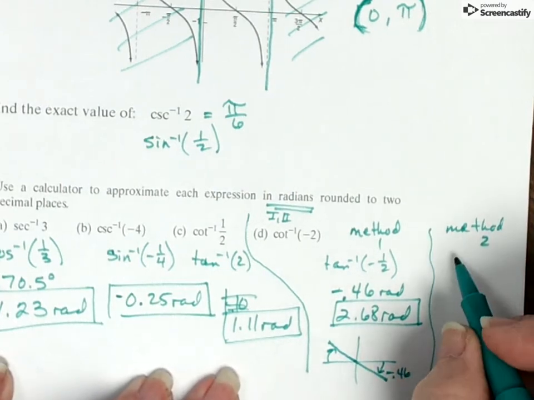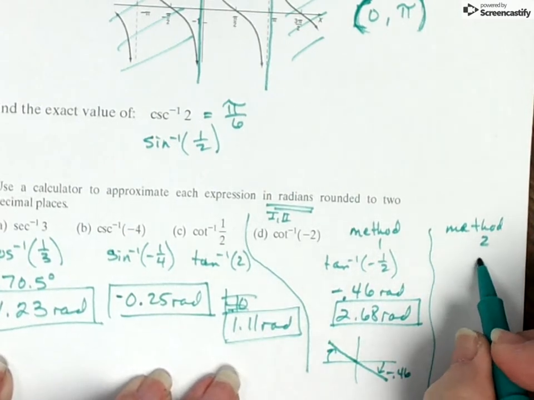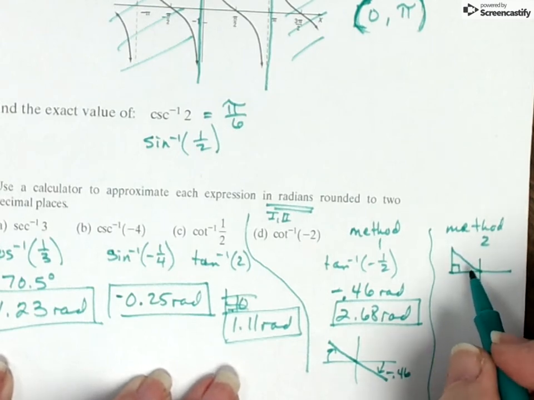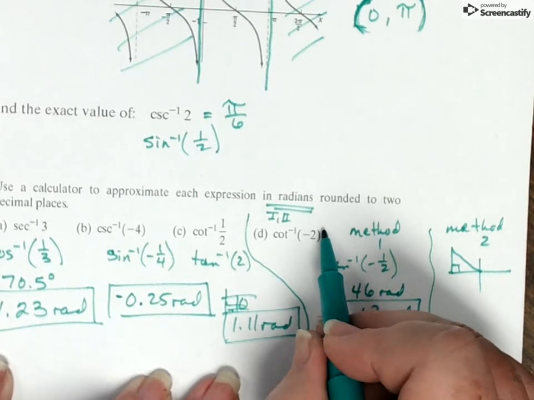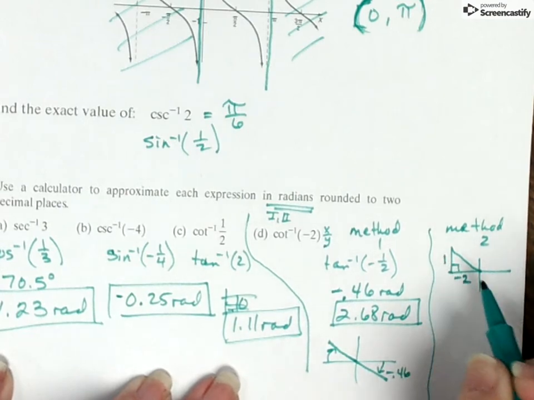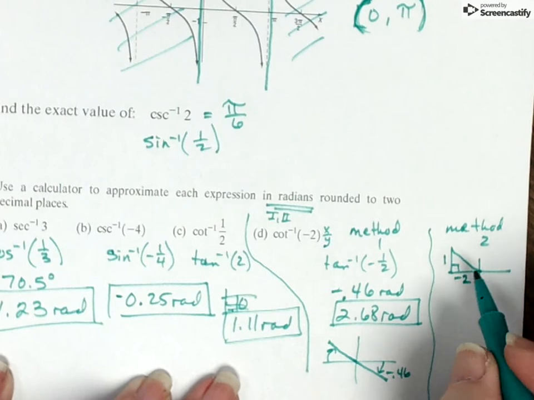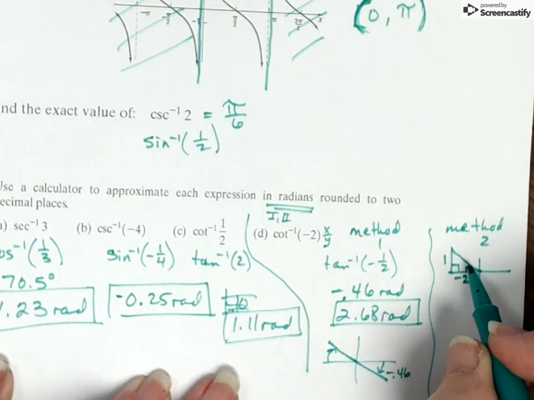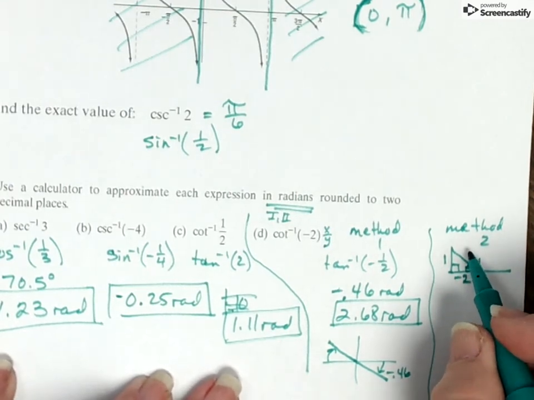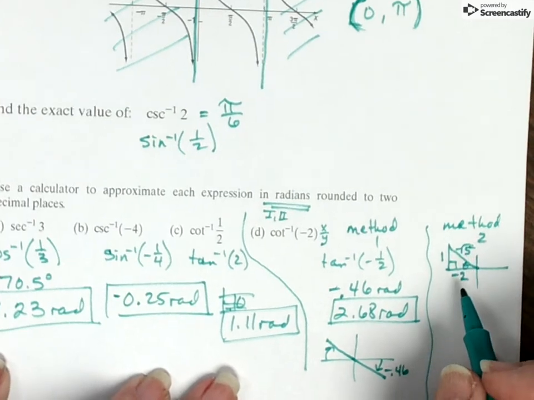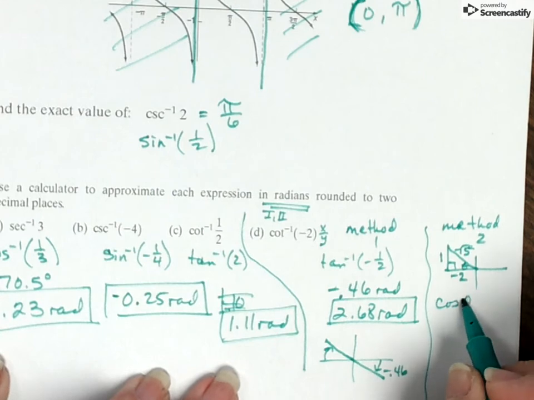Now, method 2 is recognizing that this is in quadrant 2 to begin with. So I'm just going to draw my triangle in quadrant 2. And I know that cotangent is x over y. That's going to be negative 2 over 1. And to find the inverse cotangent, I don't have that button for quadrant 2. I'm going to find something that is found in quadrant 2, cosine. Using x squared plus y squared, I find this is the square root of 5. And the cosine of theta is equal to negative 2 over root 5.